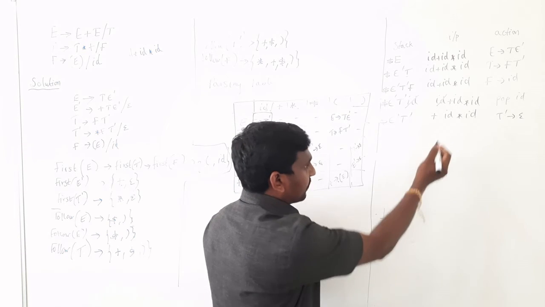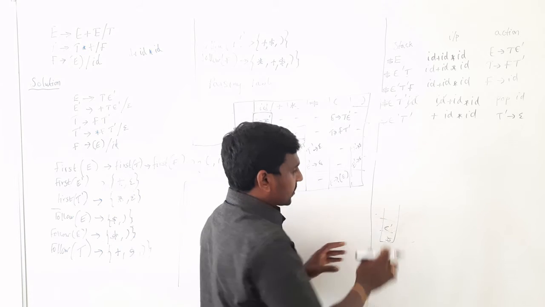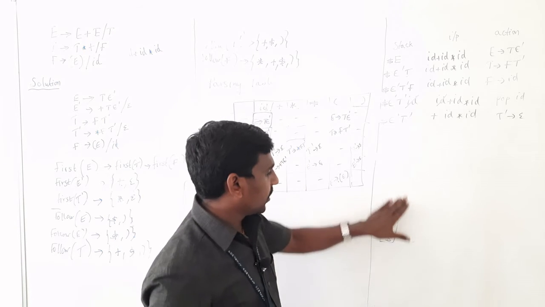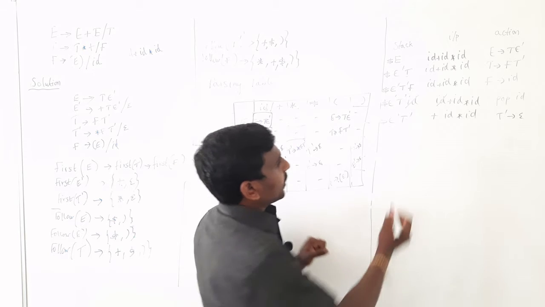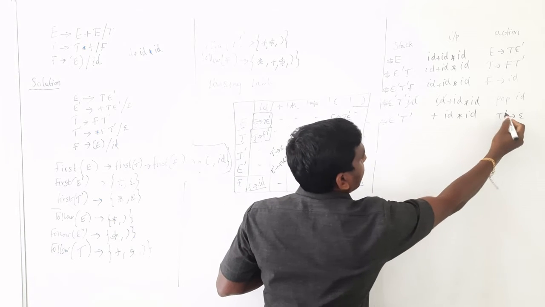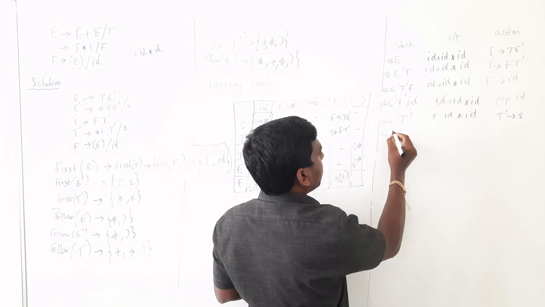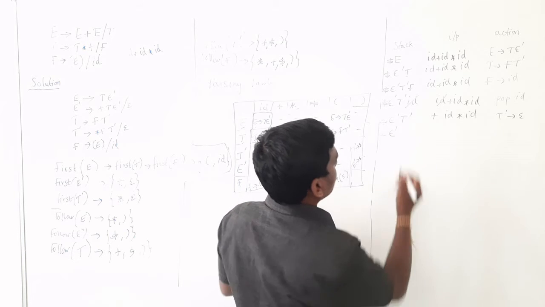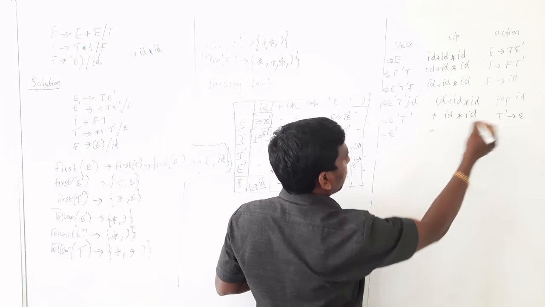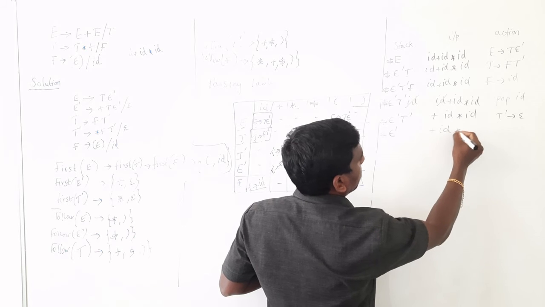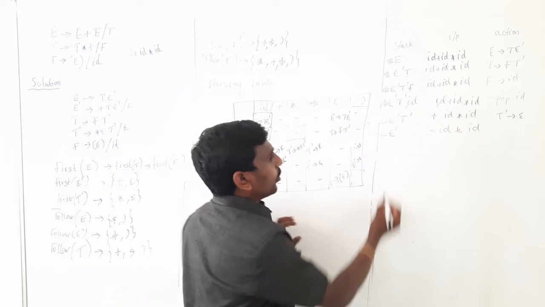So if it is epsilon, we can pop that first input from the stack. That is according to the behavior of the parser. If it is epsilon, that means T dash, we can pop. So the stack is dollar E dash, and T dash is not there because we popped it from the stack. Input is dollar ID star ID.